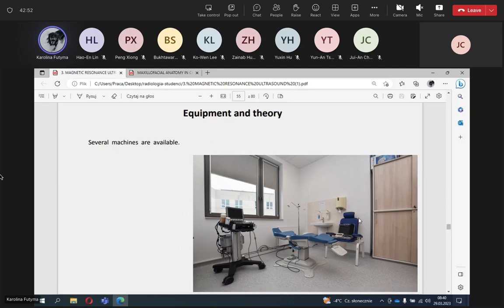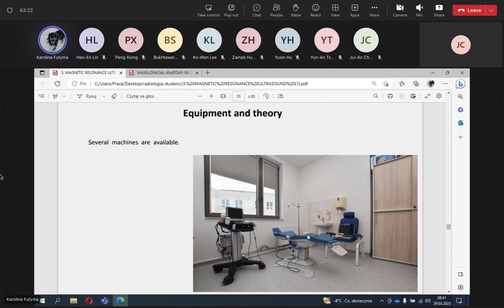Okay, this is the room of our department of radiology, so you can remember that room. And we will talk a little bit about equipment and theory of the ultrasound examination. So here we have, of course, several machines that are available. And here we have the main machine. Here we have the bed for the patient.